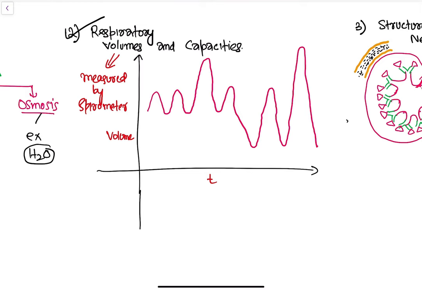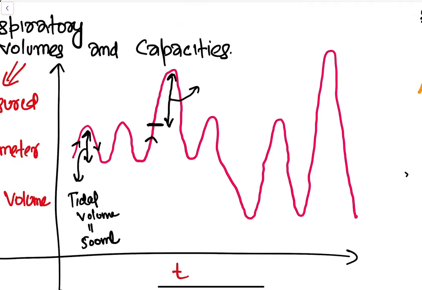Now this amount of air which is normally inhaled or exhaled is called tidal volume, and it is about 500 ml. So the normal amount of air that is inhaled or exhaled is tidal volume, 500 ml. Now this is normal inspiration, up to this point. After normal expiration, this is the extra amount of air that we can inspire. This extra amount of air that we can inspire is the inspiratory reserve volume.